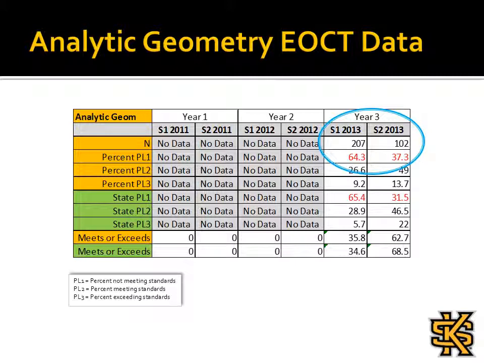EOCTs for analytic geometry were not administered until year 3 of our analysis. The data for this course is important because it follows our first cohort that took coordinate algebra in 2012. However, at this time, we've been unable to accurately assess the cohorts from coordinate algebra to analytic geometry because some of the students who took coordinate algebra in year 2 took the analytic geometry EOCT in different semesters of year 3.